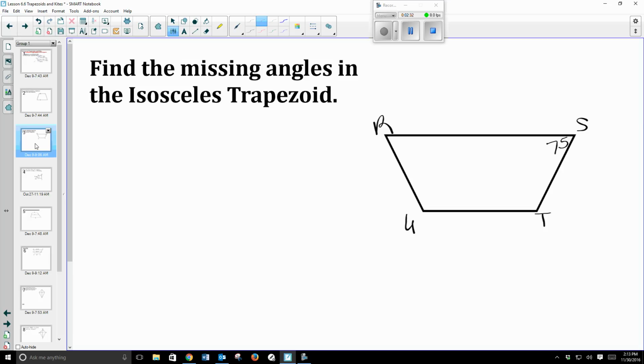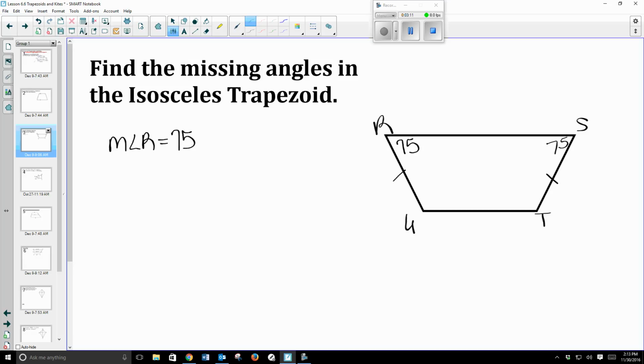So, using that information, we can find the measures of the other angles in this trapezoid. If the measure of angle S is 75 degrees, and this is an isosceles trapezoid, we know that the measure of angle R is, what do you think? We have congruent legs because it's an isosceles trapezoid. So what do we know about these two angles? Are they supplementary or congruent? Congruent. So that would be 75 degrees.